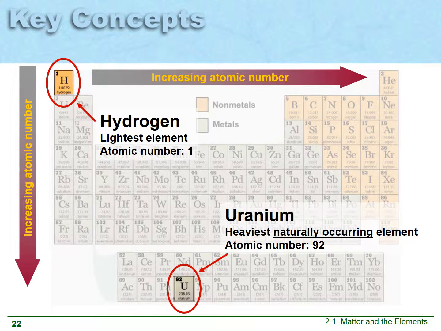Hydrogen is the lightest element with an atomic number of 1. Uranium is the heaviest naturally occurring element with an atomic number of 92. There are elements after uranium, but they're all synthetic. People create those elements in a laboratory. We cannot find elements beyond uranium in the natural world, or at least not yet.